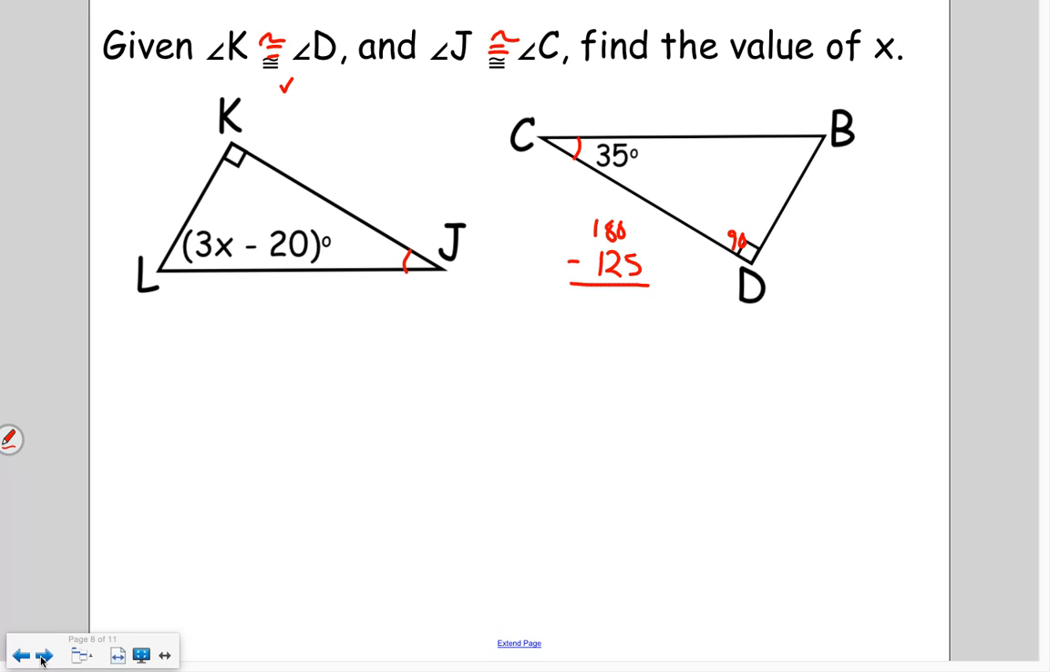If we subtract that from 180, that means this third angle is 55 degrees. Now, why is that important? Well, that's important because if K and D correspond to each other and J and C correspond, L and B also correspond to each other. And we need that relationship to solve for X.